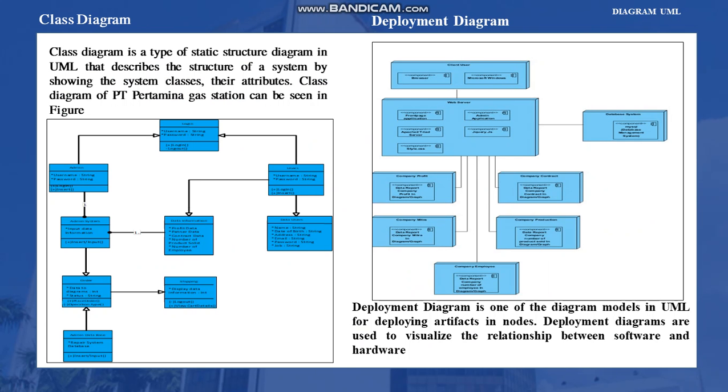Next is the class diagram. This figure illustrates the class diagram of the executive information system of PT Pertamina gas stations. It can be seen in this diagram several classes with their relationships that describe the structure of the software being built. Next is the deployment diagram. In this figure, it can be seen that there are three nodes that specify the web of PT Pertamina's executive support system, namely client or user, web server, and database system.